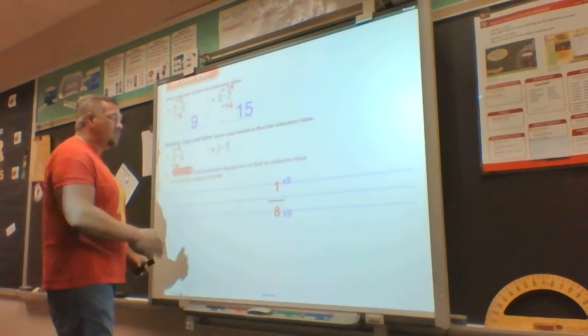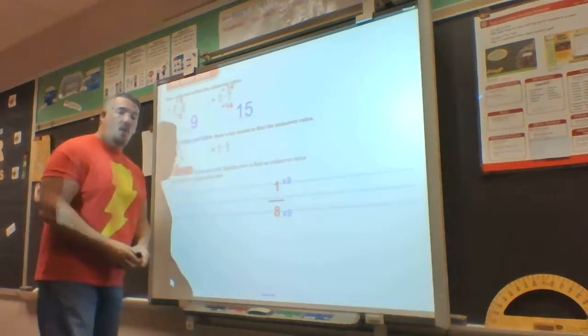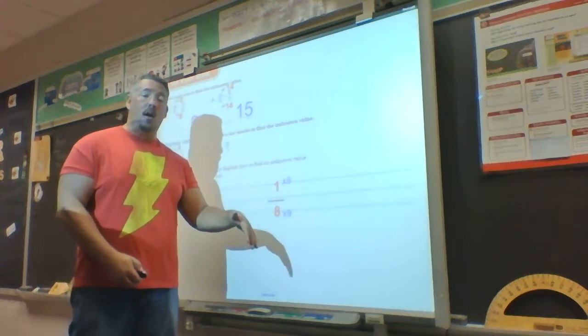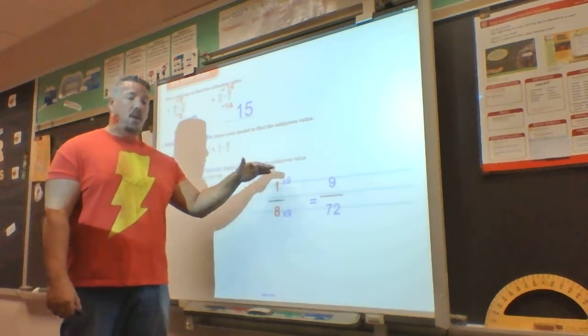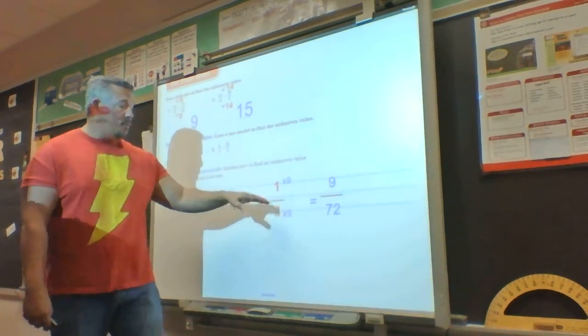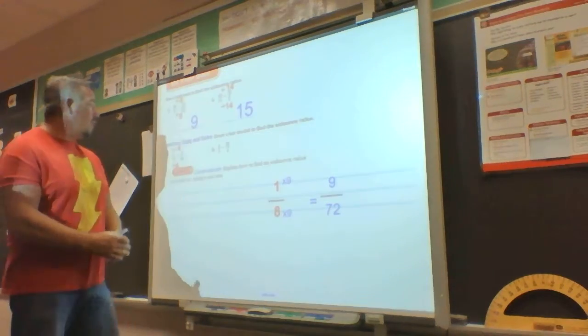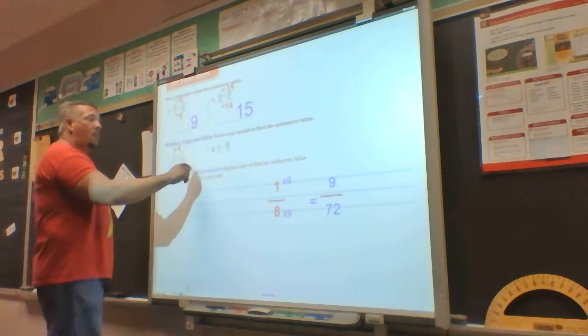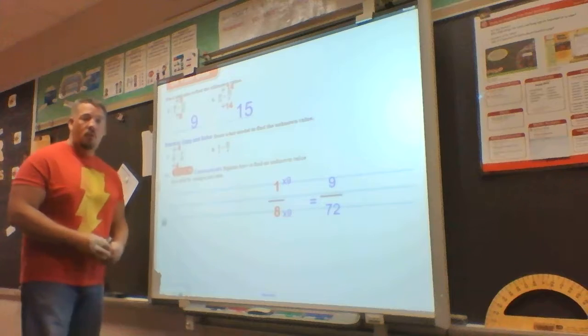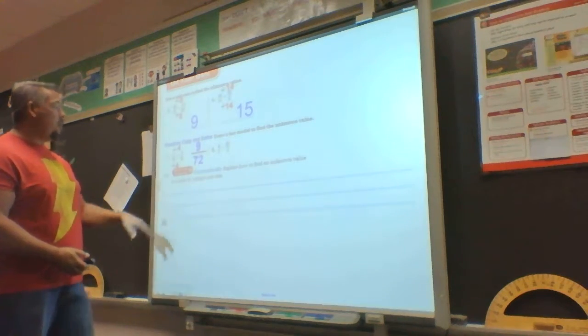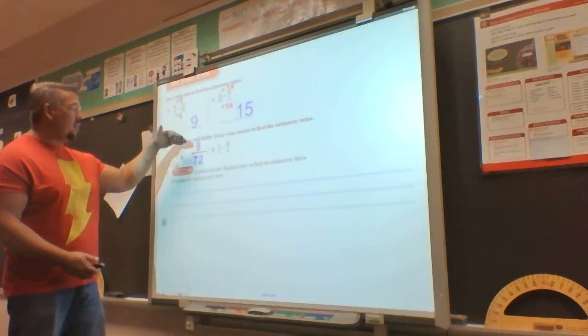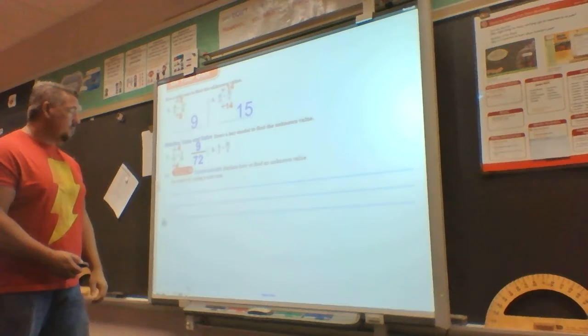So when I change it into a numerator of 9, then I know I'm multiplying the top and bottom by 9, which is going to give me 1 times 9 is 9, 8 times 9 is 72. Which one is missing? My denominator is my unknown value. So I know that my answer is 9 to 72.